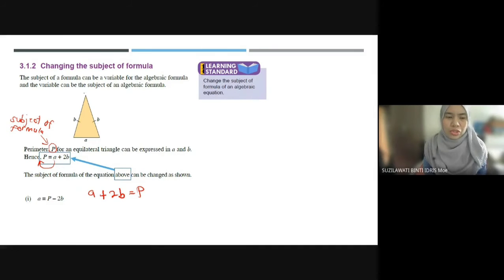Okay, we need to make A on the left side, right? So we do like this. A plus 2B equal P. Just swap. Okay, from P equal A plus 2B, we write A plus 2B equal P. The same thing, right? So after that, we'll just leave A on the left side. A equal, again we write this P. Since this is positive 2B, if you bring it to the right side, it will become negative 2B. That is how you get this algebraic formula.